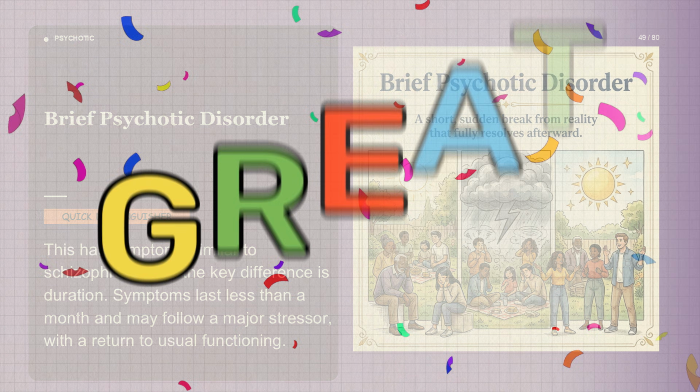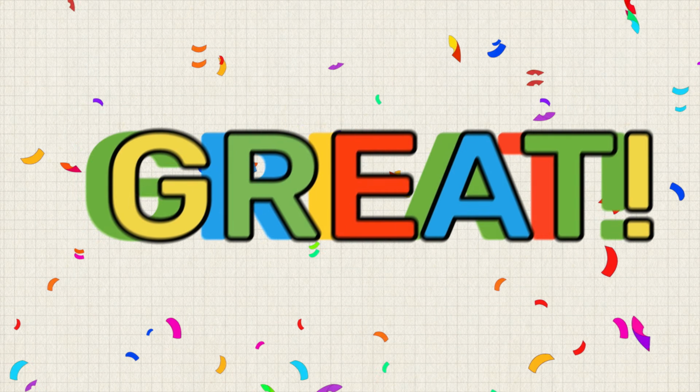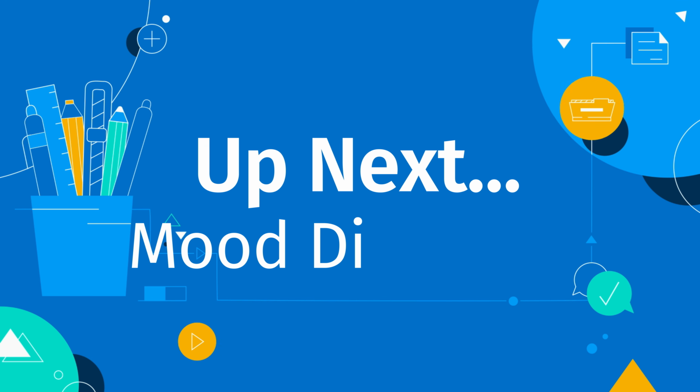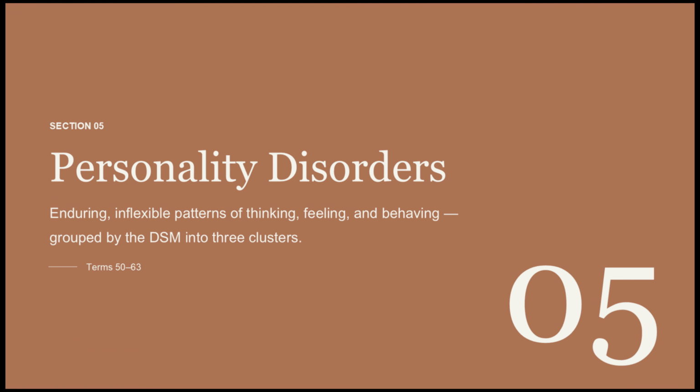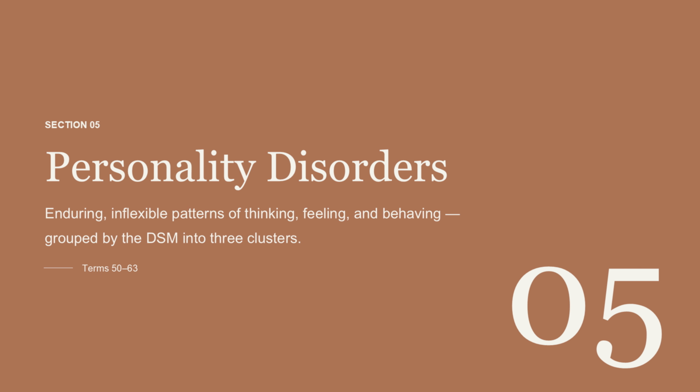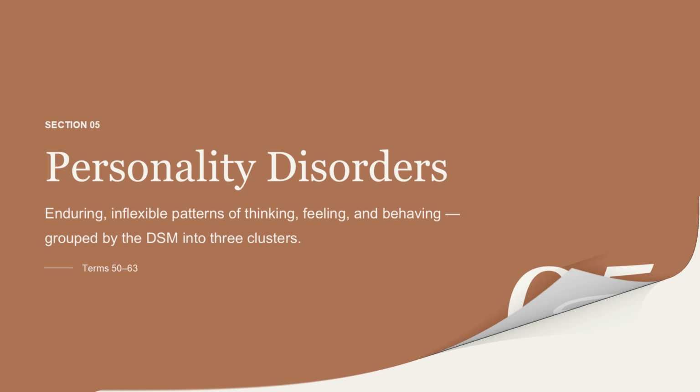Now that we've covered psychotic disorders, let's move into a category that isn't about episodes that come and go, but about long-standing, rigid patterns of personality itself. Personality disorders. Personality disorders involve enduring, inflexible patterns of thinking, feeling, and behaving that differ significantly from cultural expectations and cause distress or impairment. The DSM-5-TR groups the 10 personality disorders into 3 clusters.